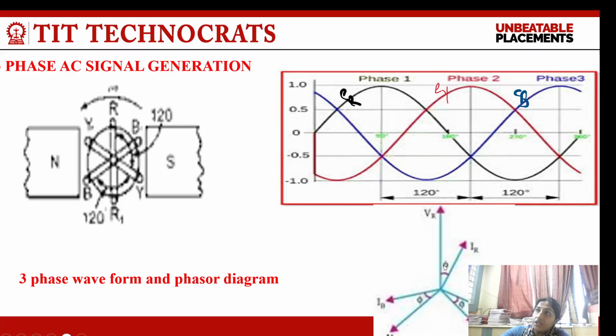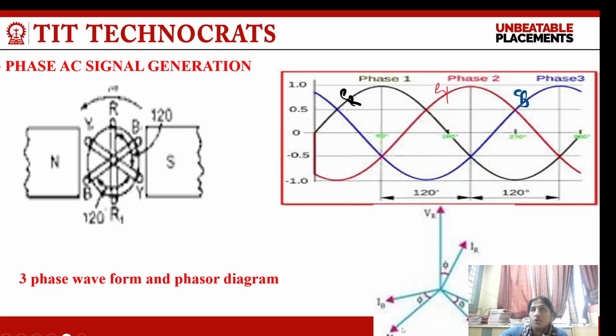So we can generate a three-phase AC signal by rotating three coils connected to a common point in a constant magnetic field. We get three waveforms which are never zero at a single point of time. And in the phasor diagram we have explained that the phasor voltages differ from each other by an angle of 120 degrees, and the current is also equally displaced by 120 degrees, and at all times the magnitude of all these waves is the same. If you take positive or negative, the magnitude is always the same, but the phase angle is going to differ.